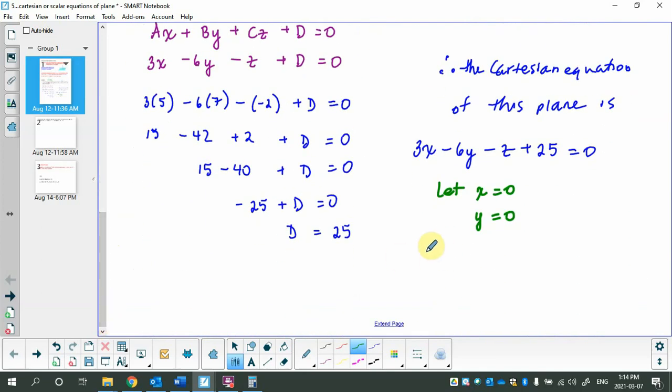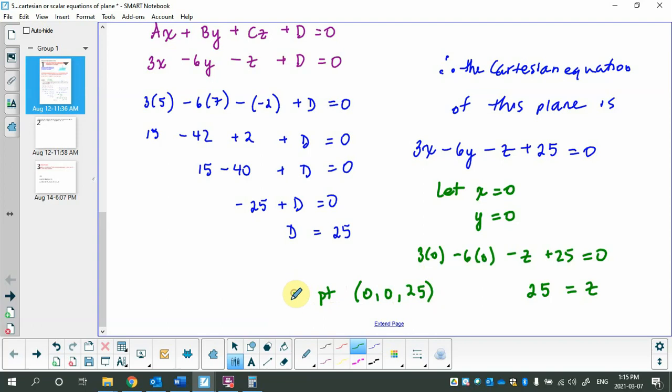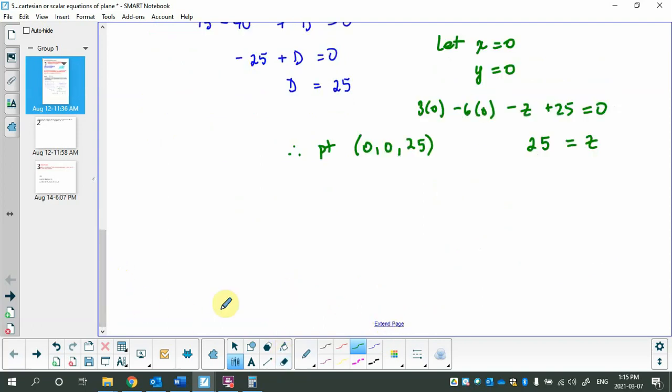So 3 times 0 minus 6 times 0 minus 7 minus z plus 25 is equal to 0. So it's 0 minus 0, which is 0. 25 is going to get left behind on the left. Z is going to cross over to the other side. And I get a point 0, 0, 25. That's one of the points. That was an easy one.